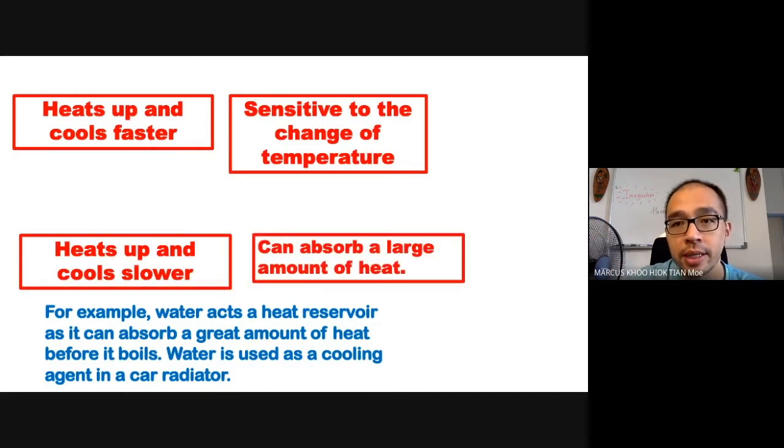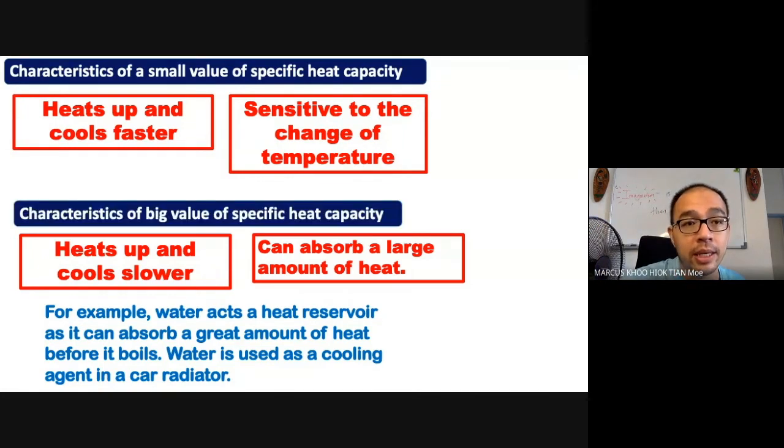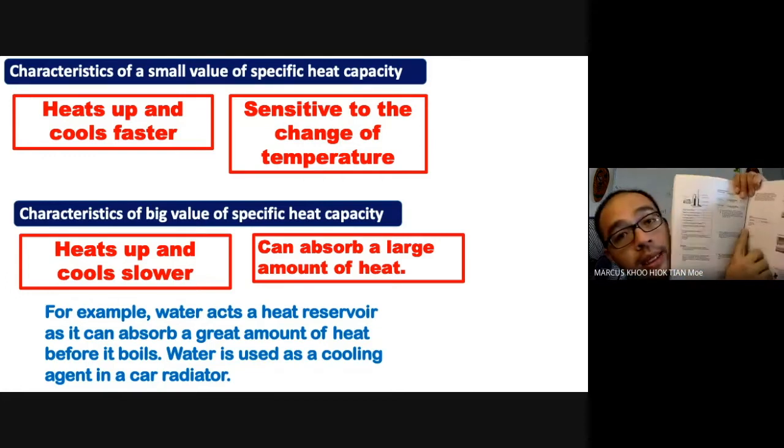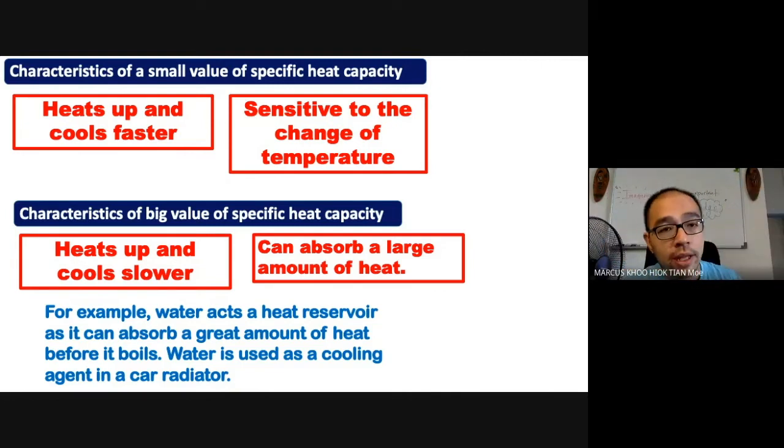So the first thing that we need to understand is this. The characteristics. Things with small specific heat capacity heat up and cool down faster. Very important thing. If you have a small specific heat capacity, you will become hotter faster and you will become cooler faster. So this one you can copy in this table over here, the part that says characteristics. A small value of heat capacity will heat up and cool down faster, and it is sensitive to the change in temperature. A little bit of change in temperature, done already.